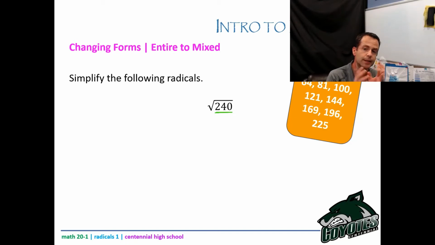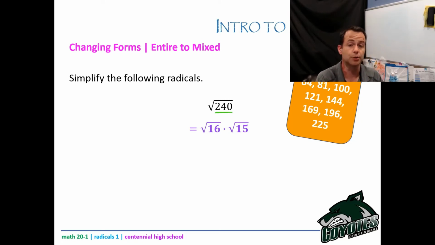So I'm going to break this down into root 16 times root 15. I know that 16 times 15 is 240. How do I know that? I just went in my calculator and went 240 divided by 16, okay? So I know that 16 times 15 is 240. But now I know that the root of 16 is 4. So I can simplify that to be 4 root 15, okay?